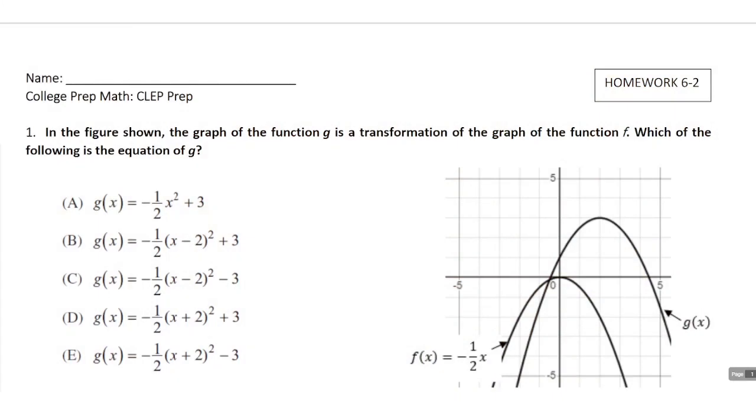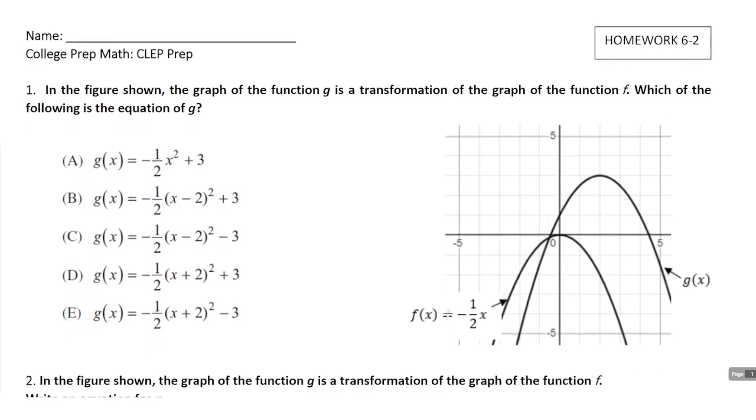Hey y'all, welcome back. Tonight we're working on these quadratic themed CLEP prep test items. So we are just practicing problems similar to the ones we went over in class and that are similar to the ones that you'll see on the actual CLEP exam. So this first one says the graph of a function g is a transformation of the graph of the function f. They're both labeled here, and actually for the function f, they give you the equation here, negative 1/2 x squared, and it says which of the following is the equation of g.